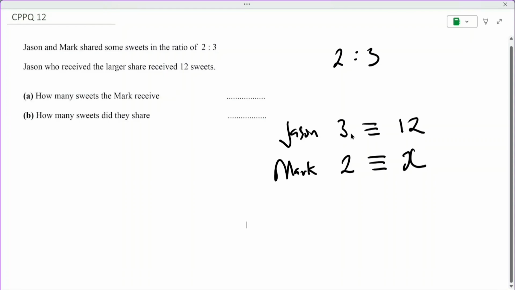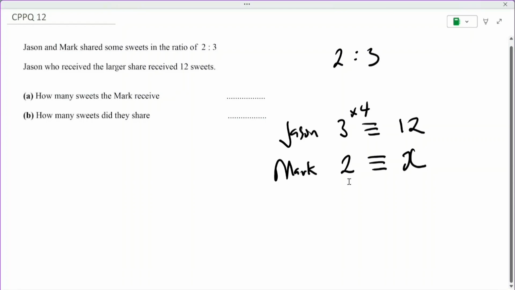And in this case, when we're working with ratio, we take into consideration what we can multiply this 3 by to give you 12. Or you can say 12 divided by 3, that's 4. That means you multiply 4 by 3 to give you 12. That's the relationship between Jason's ratio and the number of sweets he received. That's times 4 will give you 12. That's like the constant.